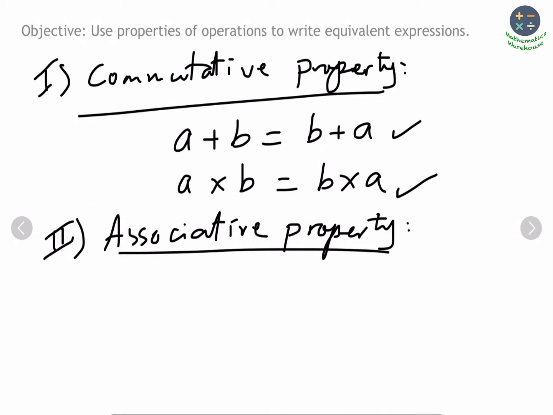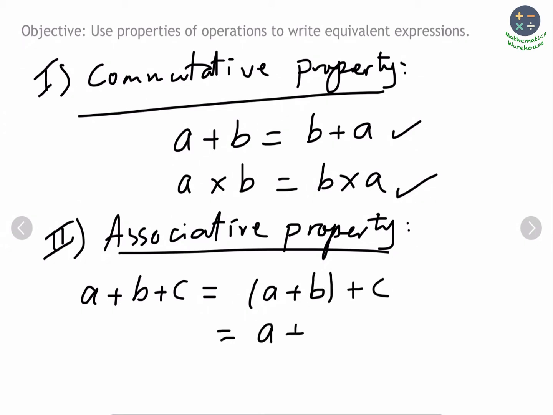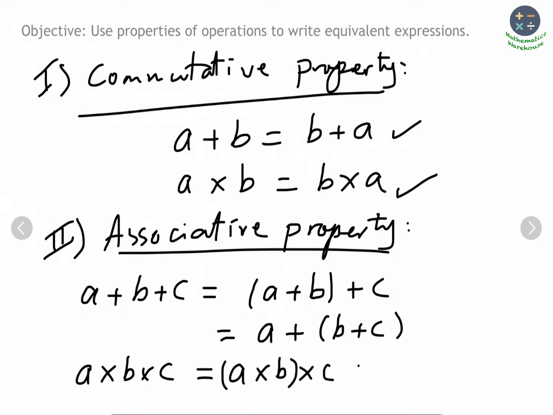So in the associative property, if you have to add 3 numbers, you can take 2 of them first, then add the last one: a plus b plus c. Also, we can do this in multiplication. a times b times c equals (a times b) times c, or a times (b times c). And this doesn't work with division and subtraction.